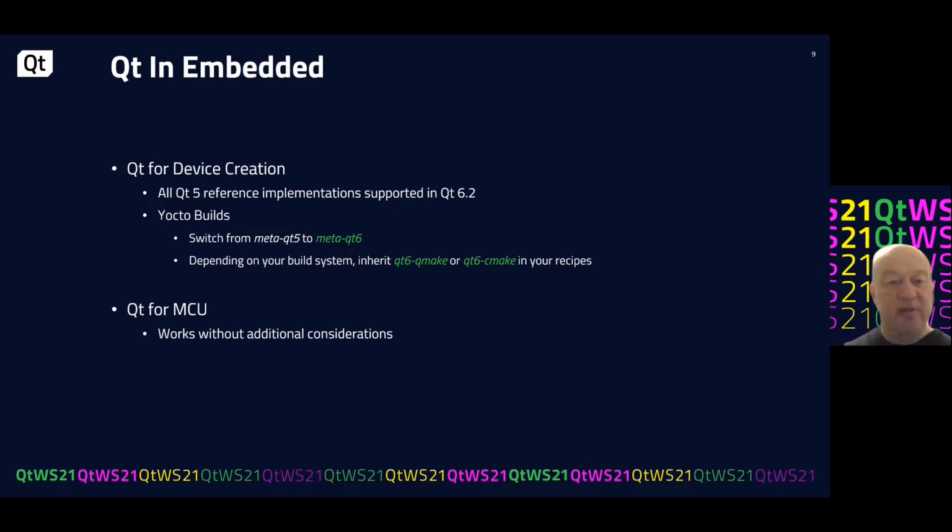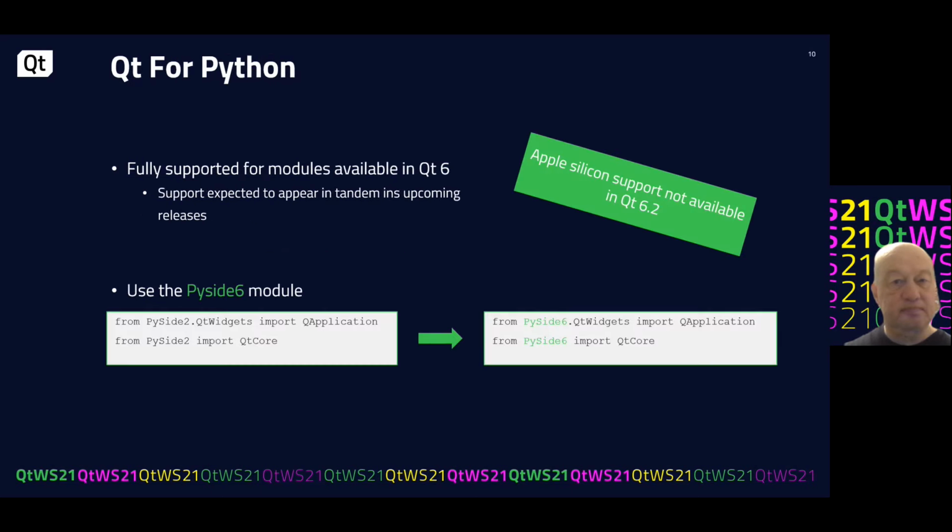And then Qt for MCU: everything that has already been done in Qt 5 is supported in Qt 6. And the focus of development is now on Qt 6. And also, we have Qt for Python supporting Qt 6. So everything that is supported in the Qt C++ version is also supported in Python.